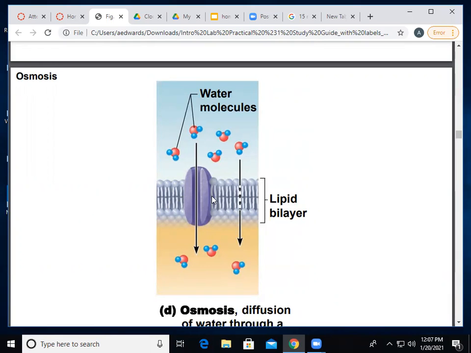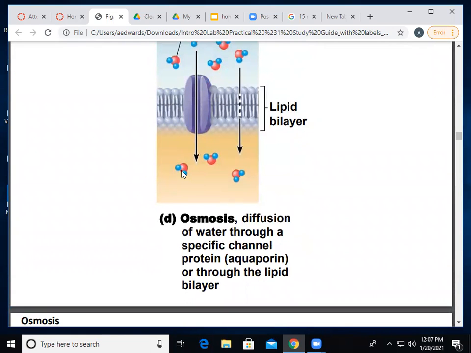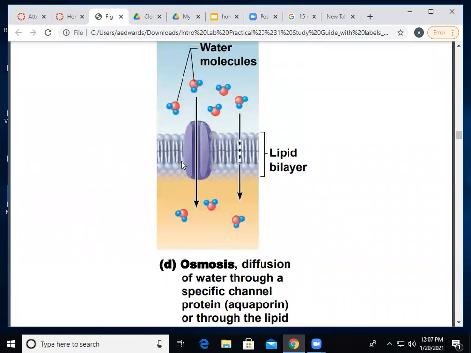Osmosis is the diffusion of water. If I repeat it, it's probably important, right? It's still high concentration to low concentration, it's just we're talking about water. And sometimes it can go straight through the membrane, other times it goes through a protein.